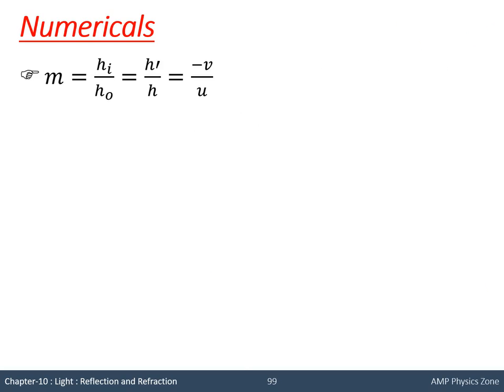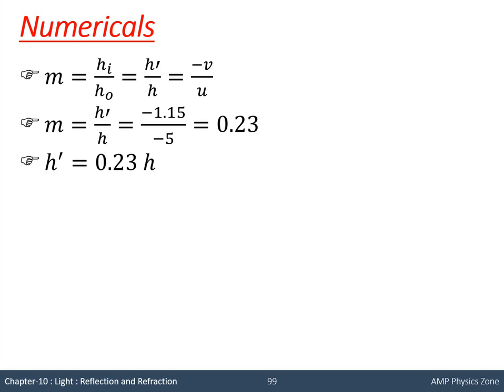So magnification is h dash by h, or we can say minus v by u. So h dash by h is equal to minus v by u, so we get minus 1.15, that is v, and u is minus 5. So with the minus sign of the formula, v is plus 1.15 and u we have to take negative, minus 5. So the final result is 0.23. Now from this we can compare: h dash will be equal to 0.23 times h. Okay, it means the size of the image will be 0.23 times that of the object.